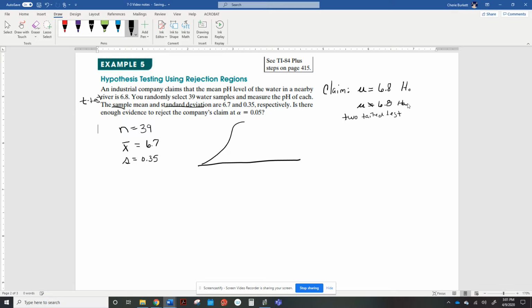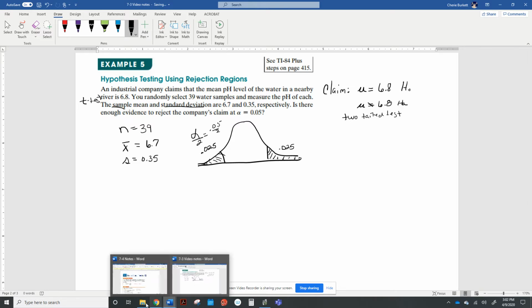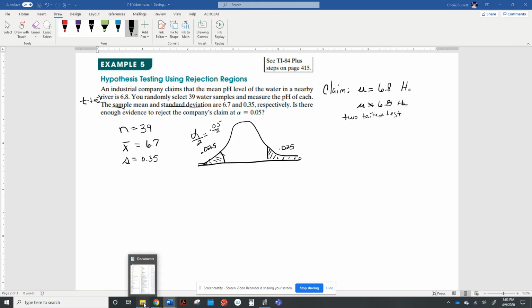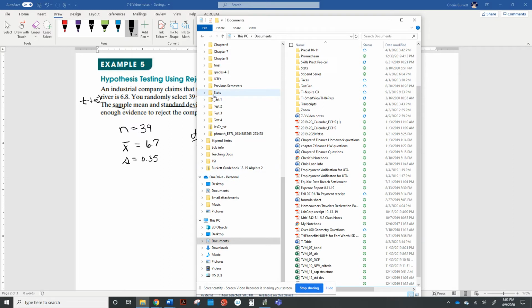So our picture is going to look like this. It's going to be a two-tail test where on each side we have not alpha, but half of alpha. So 0.05 divided by 2 is 0.025. So you have to use your t-table, and I don't think I've opened that yet. So let me get my t-table open real quick.